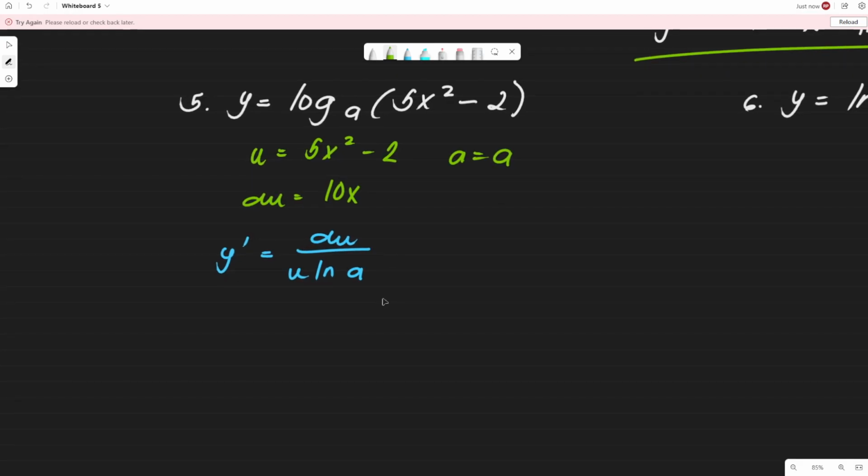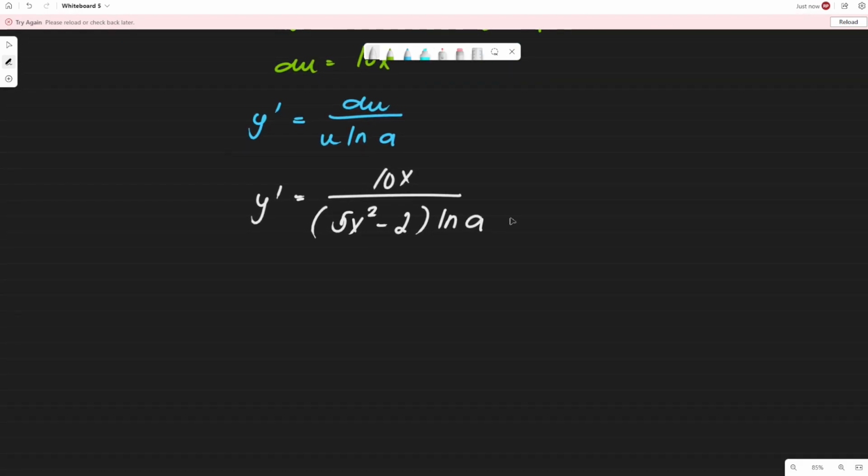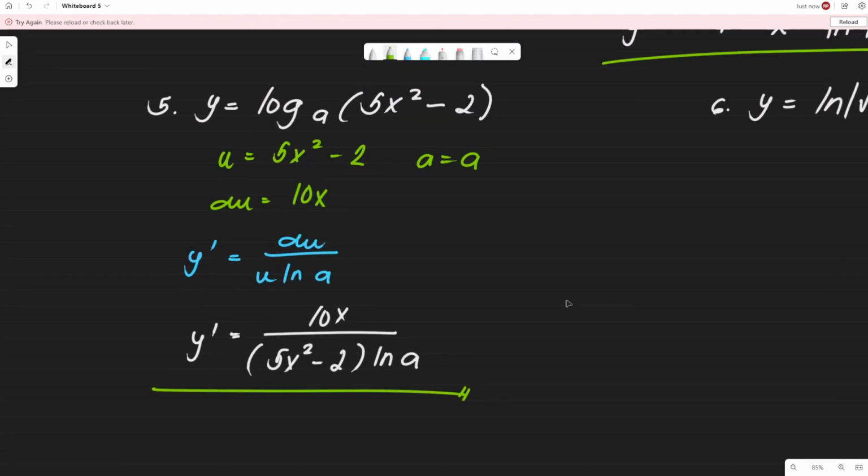Okay, so we have y prime is equal to 10x over 5x squared minus 2 multiplied to ln a. Pretty straightforward, yes. Kasi wala naman na tayong magagawa rito. Wala na. Just distribute ln a but it won't matter naman. So there's no need to. Kung may value sana si ln, pwede. Kaso wala namang value si ln. Okay, so that's for number 5.